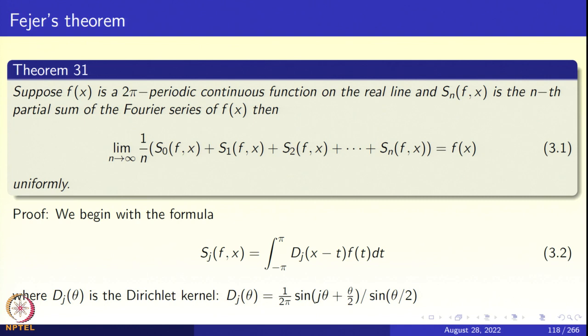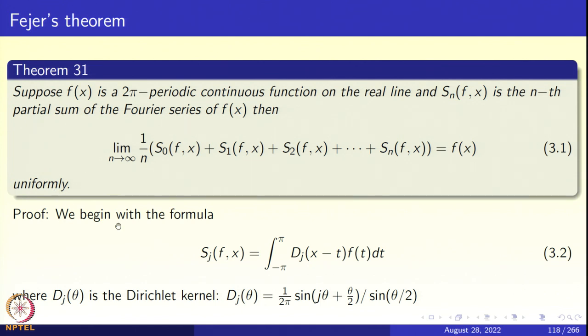Suppose f of x is a 2 pi periodic continuous function on the real line. Just continuity, nothing more than that. And Sn f of x is the nth partial sum of the Fourier series of f of x. Then Sn f of x Cesaro converges to f of x. In other words, the arithmetic mean limit as n tends to infinity of 1 upon n times (S0 f of x plus S1 f of x plus ... plus Sn f of x) is f of x, equation 3.1 in the display, and the convergence is uniform. This last word is important.